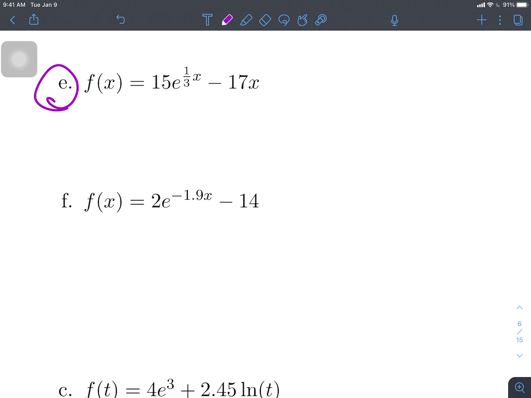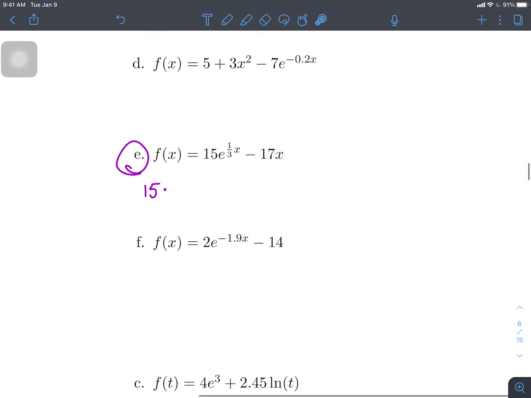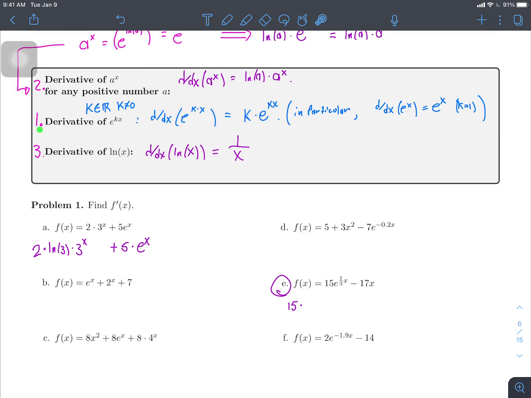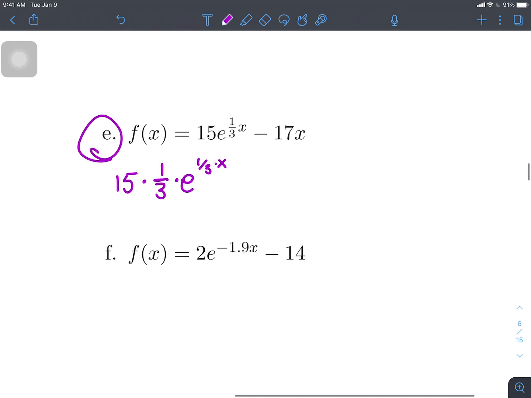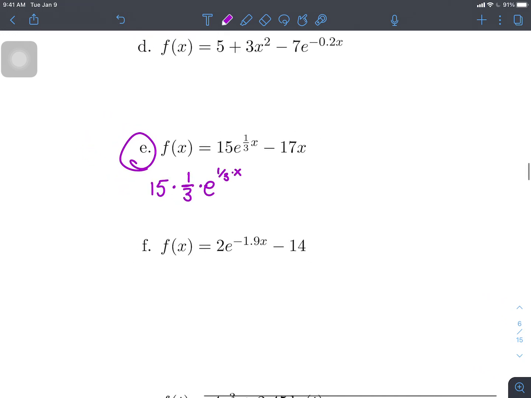So let's start on the left. The first part, the 15, is going to hang out because of our constant multiple rule. And then how do I do the derivative of something like e to the 1/3 times x? Well, just go back to our rule. Our rule says the derivative of e to a number times x is just that number times the function again. So in this case, what's our k value going to be? 1/3. Very good. So all I'm going to do is write k, which is 1/3, times, I'm going to rewrite the function. Yeah, e to the 1/3 x, exactly. Okay, any questions on that first part?